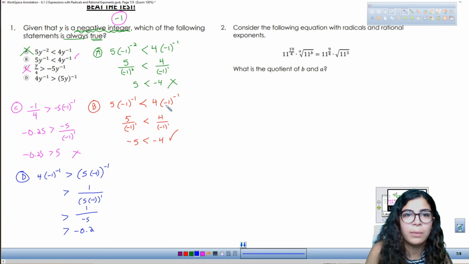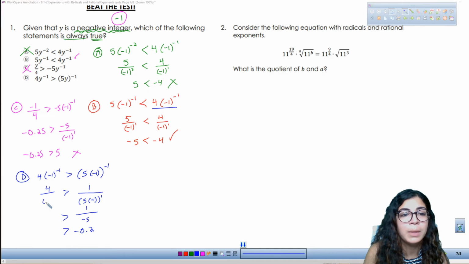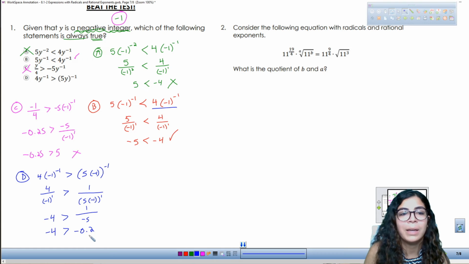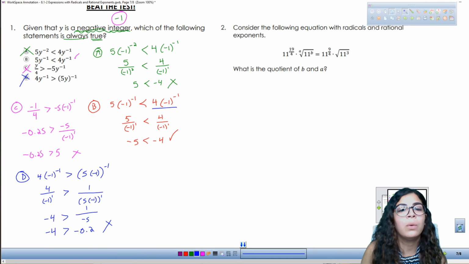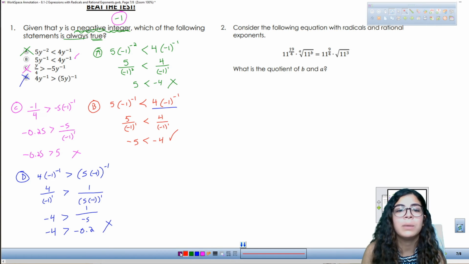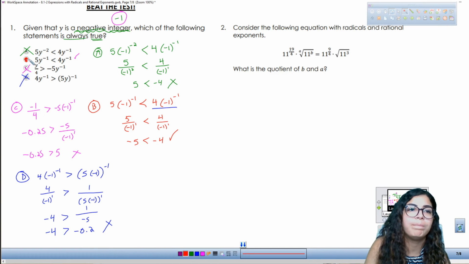On the left, we have 4 times -1 to the power of -1. And actually, we had already done that right here, right? That would bring the -1 to the power of -1 to the bottom as -1 to the power of +1, so that would just be -1. 4 divided by -1 is -4. Is -4 greater than -0.2? No. The bigger the negative, the smaller it actually is. So all of those were false. The only one that was true when we checked a negative integer, -1, was B.